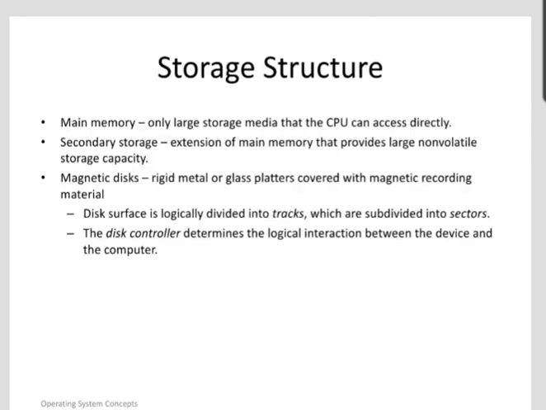Next is the storage structure. Main memory is the only large storage media that the CPU can access directly. Second is secondary storage, an extension of main memory that provides large non-volatile storage capacity. And the magnetic disk consists of rigid metal or glass platters covered with a magnetic recording material. The disk surface is logically divided into tracks, which are subdivided into sectors. The disk controller determines the logical interaction between the device and the computer.